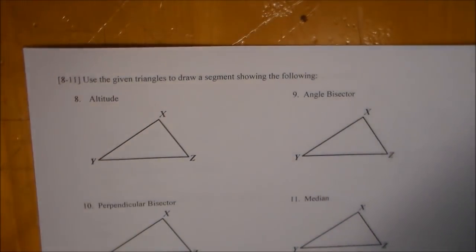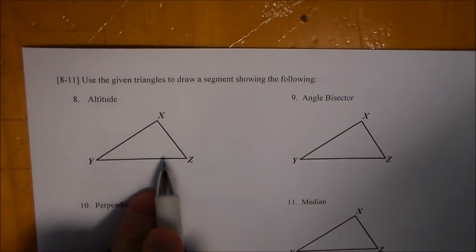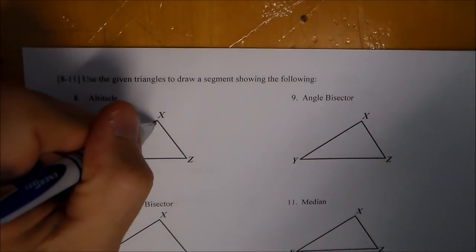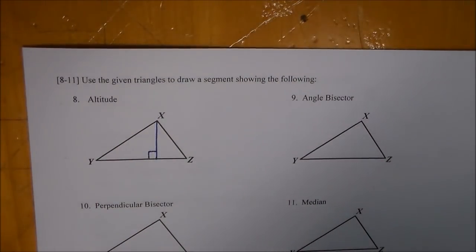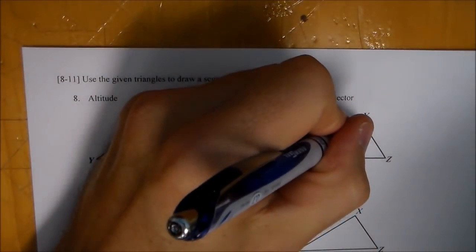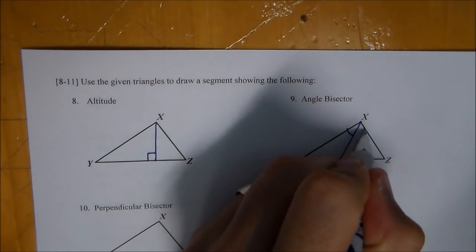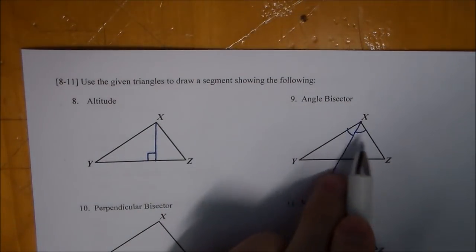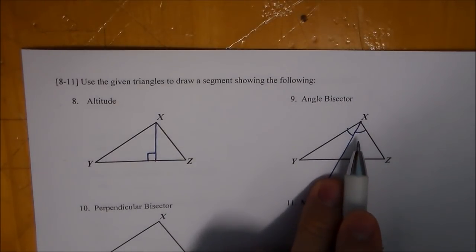For number 8, we need to draw a segment that shows the altitude. Now the altitude is perpendicular to a side that goes through a vertex, the opposite vertex. So this would be our altitude. An angle bisector is going to bisect the angle, so we'll bisect angle X. So it goes from the angle and it shows these two parts are congruent. What it does here, we're not really sure. It doesn't really matter as long as it is bisecting the angle.